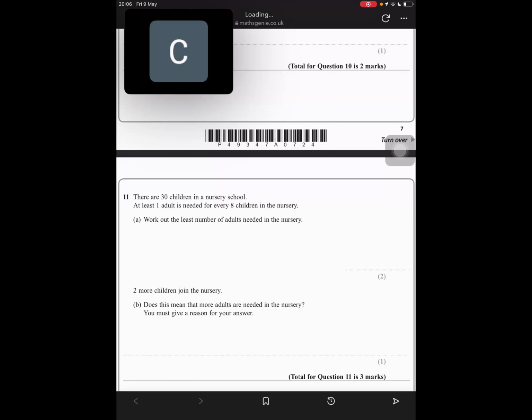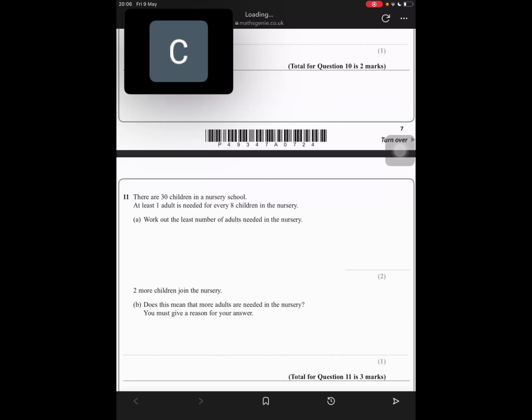Yes. This is a mental question. I didn't write down a single thing. Totally mental. So you can see your multiplication table will really save you a great deal in questions like this. Very simple.